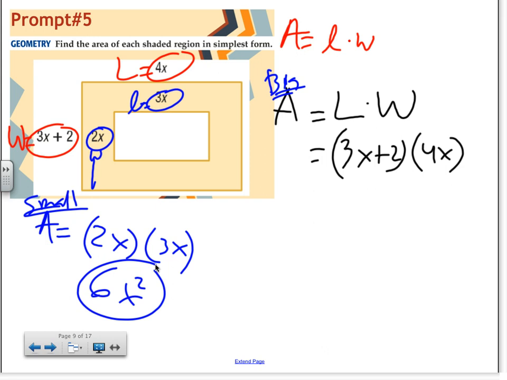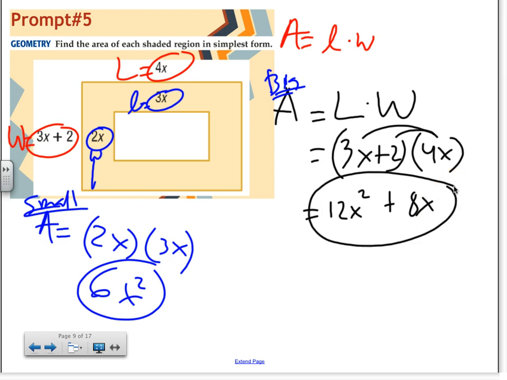6x squared will be the area of the small rectangle. Well, let's do the one for the big rectangle. What strategy did we use last time to do this? Distribute. So we'll do that. What is that going to give us? 12x squared plus 8x. So we have the area of the large rectangle.